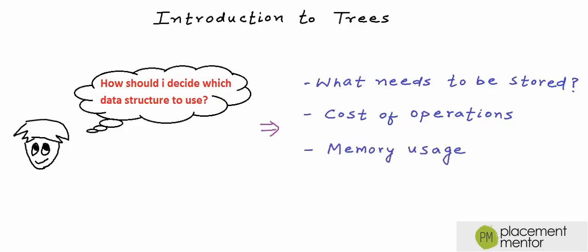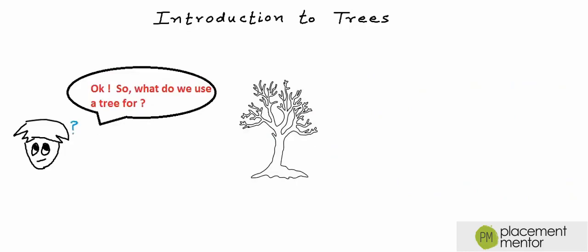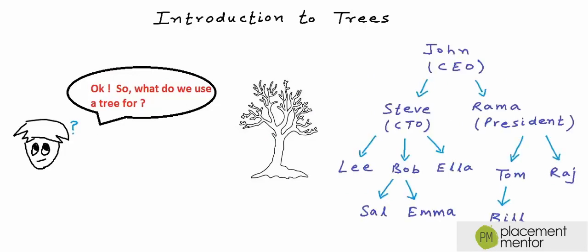Another factor can be memory consumption. Sometimes we may want to minimize the memory usage. And finally, we may also choose a data structure for ease of implementation, although this may not be the best strategy. Tree is one data structure that's quite often used to represent hierarchical data. For example, let's say we want to show employees in an organization and their positions in organizational hierarchy. Then we can show it something like this.